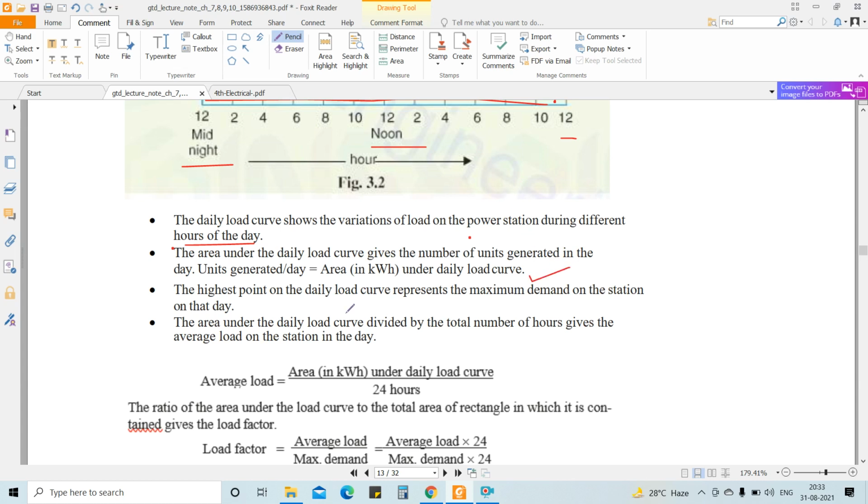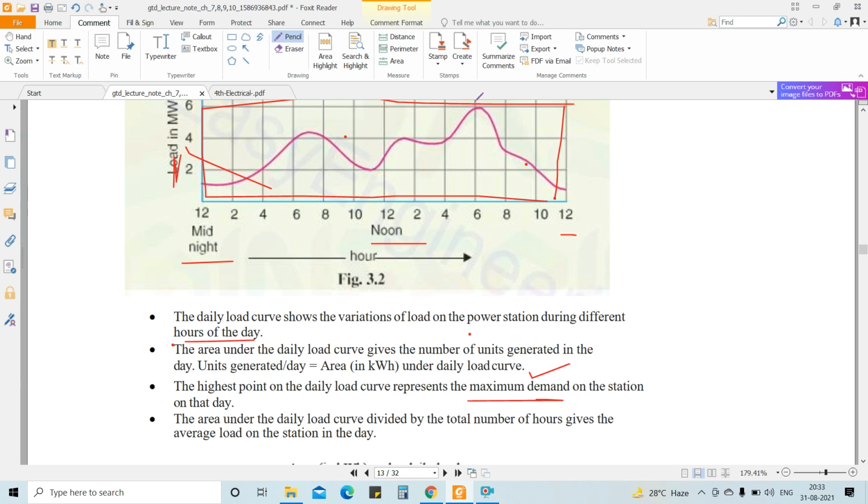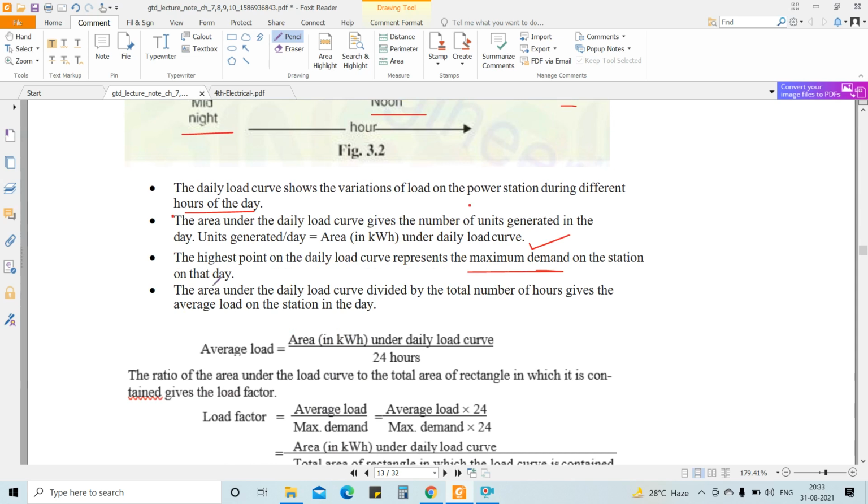Similarly, the highest point on the daily load curve represents the maximum demand. So in this load curve this is the highest point. Here this represents the maximum demand on the station on that particular day.